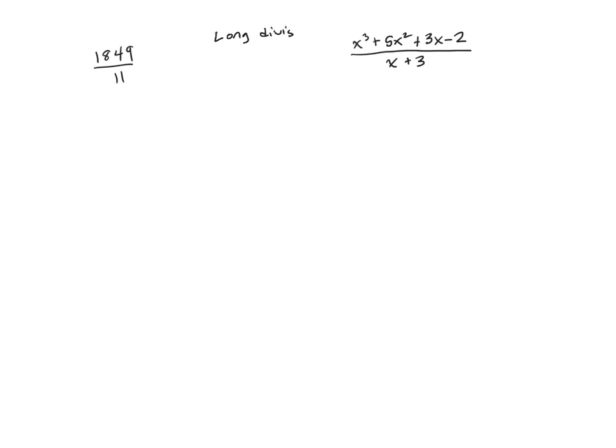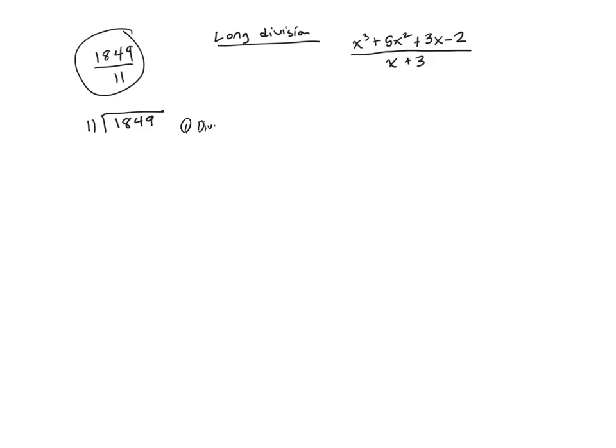Now, in order to know how to do long division with polynomials, we have to remember how to do it with numbers. So I've written a problem over here to the left where I'm dividing 1849 by 11. If you remember, you make the little division house, and the thing on top of the fraction, the numerator, which is also called the dividend, goes underneath the house. And the number on the bottom, the denominator, also called the divisor, goes outside the house.